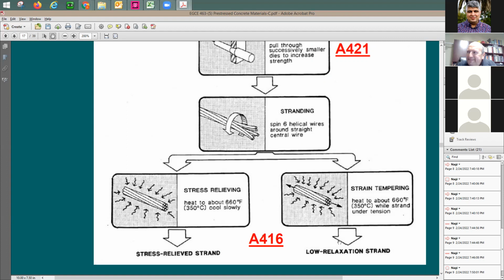I think the stress relief strand is going to have higher relaxation, not that much of relaxation. So which one is better if you have the choice? I think the low relaxation strand, because there's probably less loss. Yeah, why do you think it's going to be less loss?